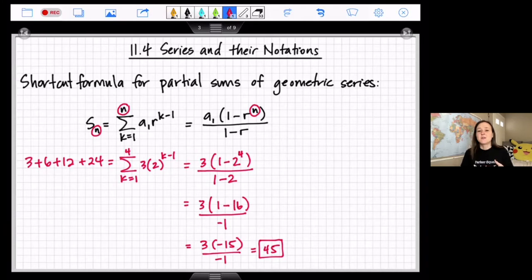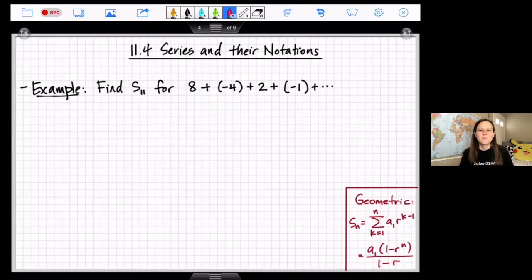But if I asked you to calculate the 100th partial sum or the 1000th partial sum, you would definitely want to make use of the shortcut formula. Let's try our formula on a partial sum we don't already know the answer to. We're asked to find the 11th partial sum of this infinite geometric series.